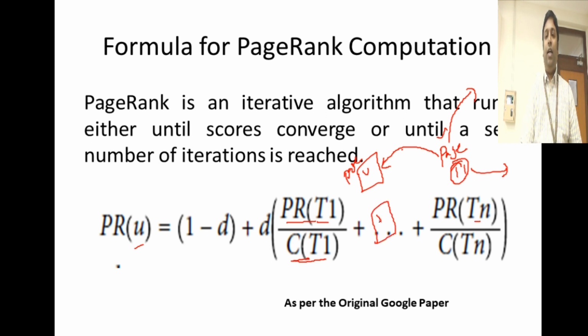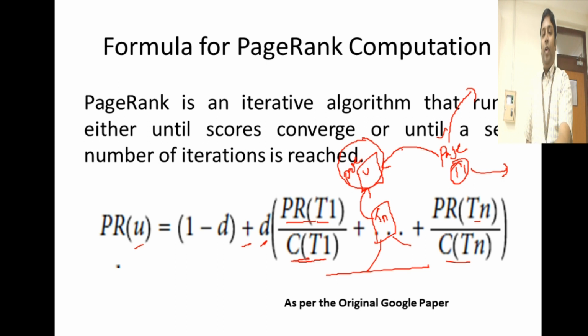This can be another page, that is the nth page, which also has a hyperlink pointing towards this particular web page. And what is C of TN? All the outgoing hyperlinks, the total number of outgoing hyperlinks. A summation of all these things multiplied by the damping factor, plus 1 minus D, will give you the page rank of a particular page. So we have to see how to compute this.